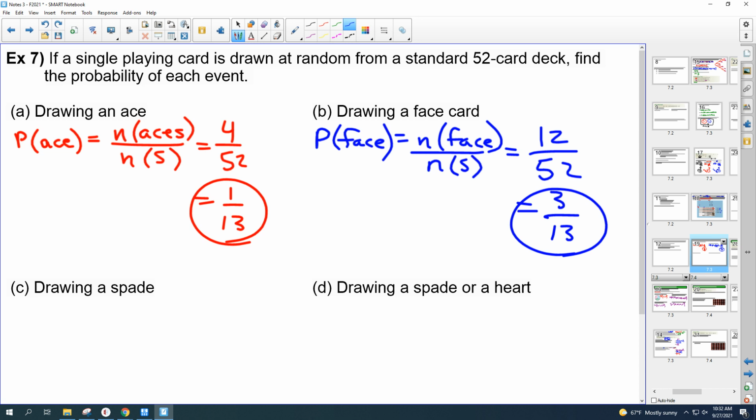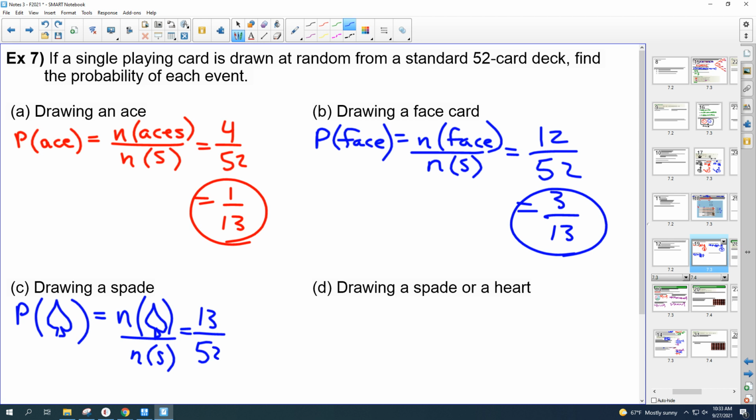Drawing a spade. So probability of a spade. It looks kind of like this. It's black. It's one of the black cards. That's what a spade looks like. And a spade is one of the suits, right? We need to know the number of spades over the number in the sample space. Does anybody know how many spades there are? 13, right? 13 spades, 13 hearts, 13 diamonds, 13 clubs. Out of 52 in the total, that's going to reduce to 1/4.